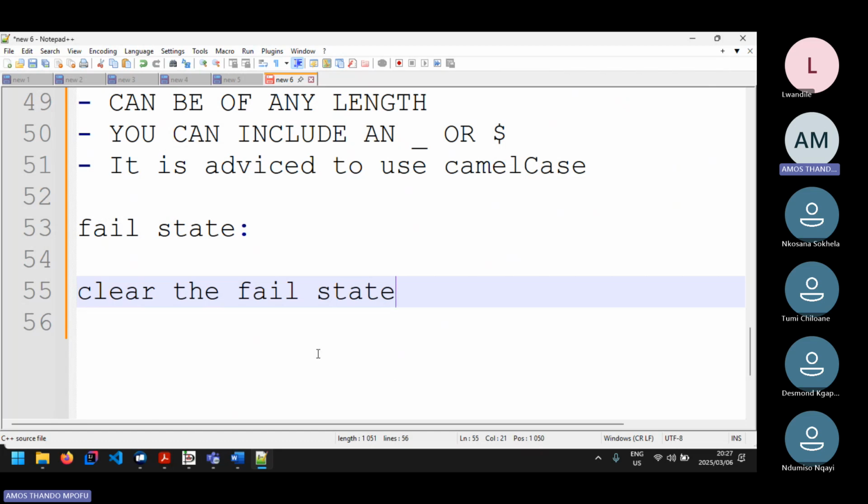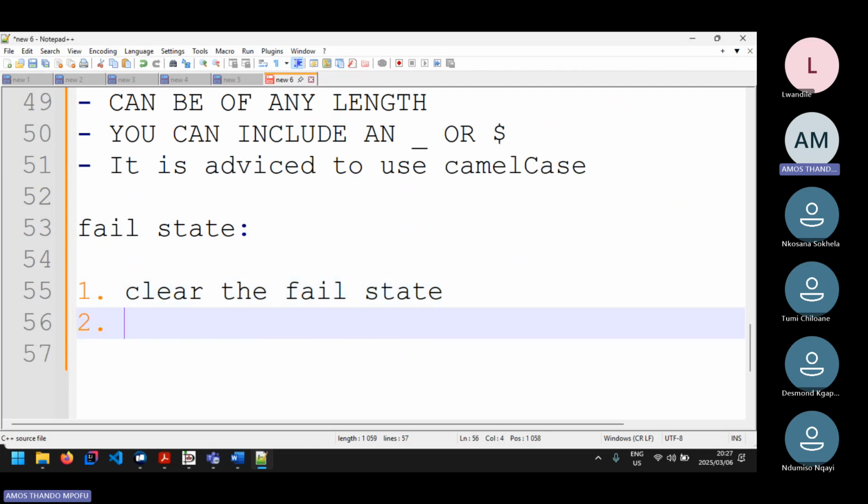After you've cleared the failed state, step one, then step two, you're going to clean the buffer. Because there's this thing called a buffer. It's like a waiting area. So every time you type something, let me show you an example.